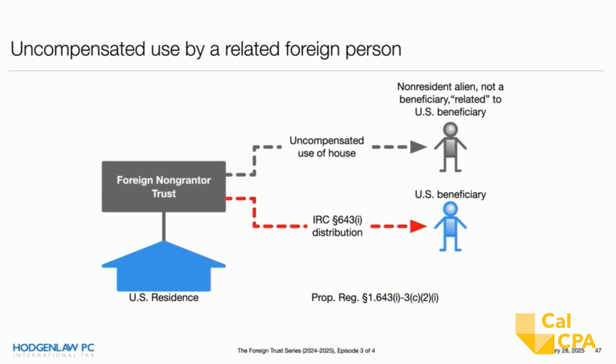So this is an indirect use of the condo in Vail by someone who is related, and the related party rules is Section 267 defines who is related. So all of a sudden, just because mom and dad decided to go to Vail for 2 weeks and go skiing, U.S. beneficiary has a trust distribution and potential U.S. tax liability.